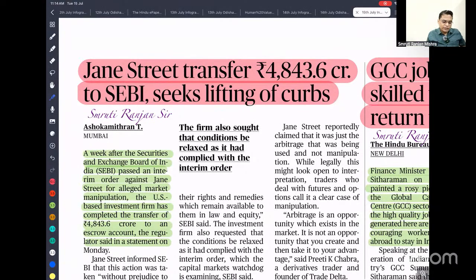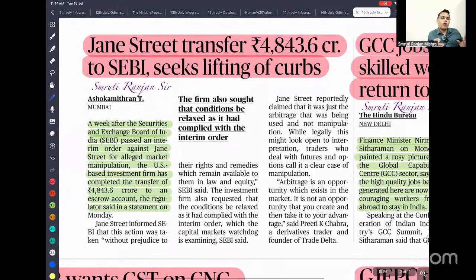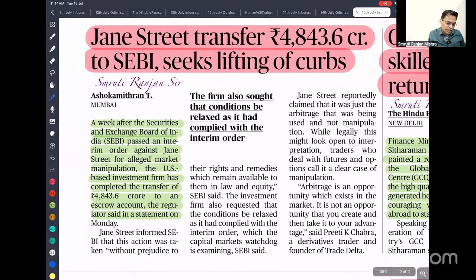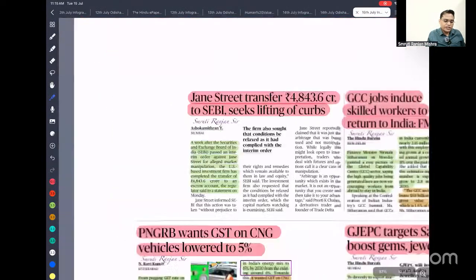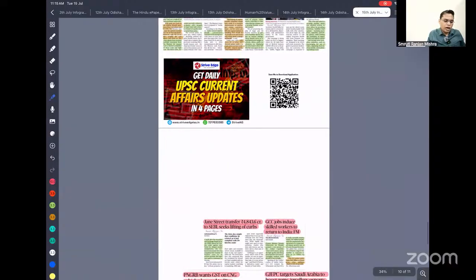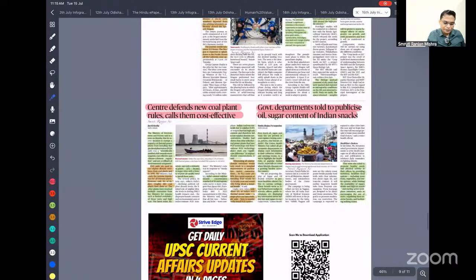So after that, SEBI said that you have to put all this illegally earned money in an escrow account. Escrow account means a separate account. Here it is given escrow account. You have to maintain everything in a separate account until the investigation is completed, so that there will be no harm or misuse of that fund.